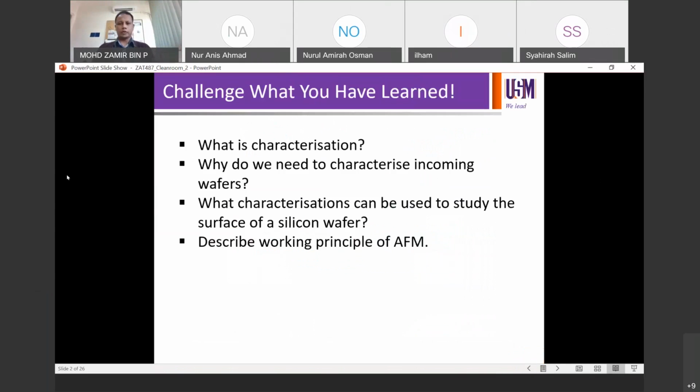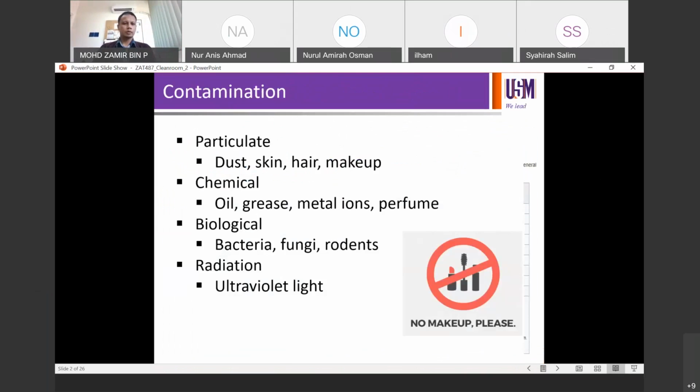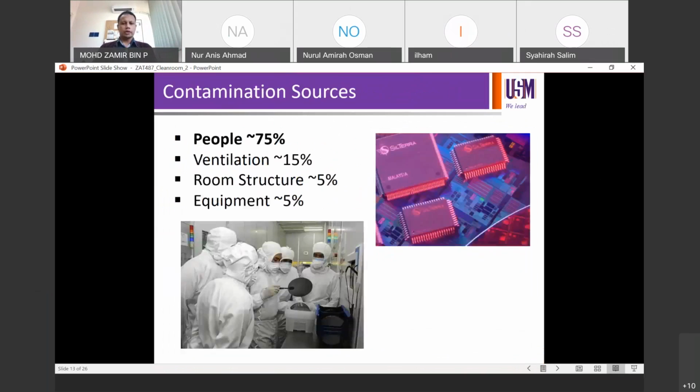Okay, let's continue with Cleanroom. So yesterday we have gone through the introduction to Cleanroom. We have seen what it takes to be a Cleanroom, what the contamination sources are, and what the ISO standard and classification for Cleanroom are, the different classes. Right, we stopped here yesterday.